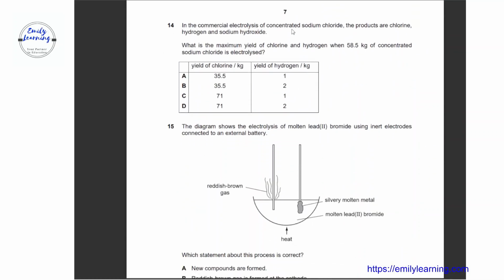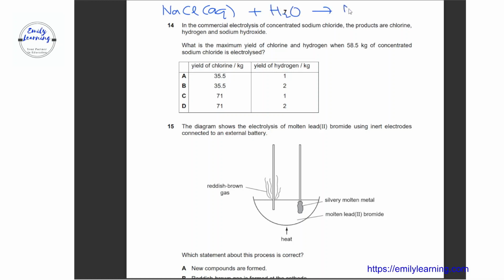In the commercial electrolysis of concentrated sodium chloride, the products are chlorine, hydrogen, and sodium hydroxide. What is the maximum yield of chlorine and hydrogen when 58.5 kg of concentrated sodium chloride is electrolysed? So you can do this in many ways. They already tell us that we start off with NaCl aqueous. Let's just put some water here.